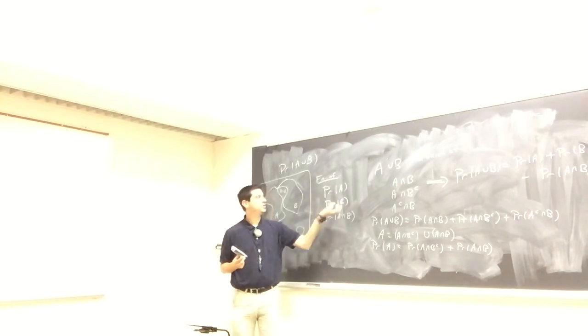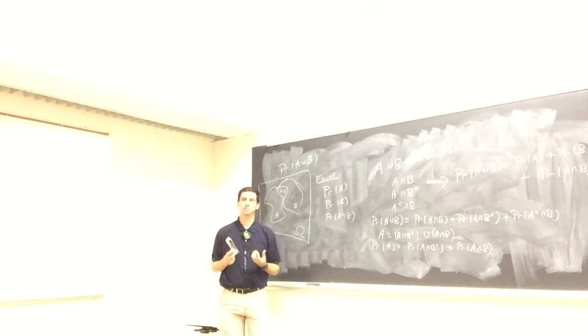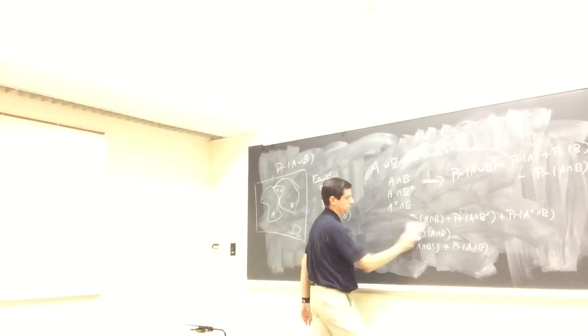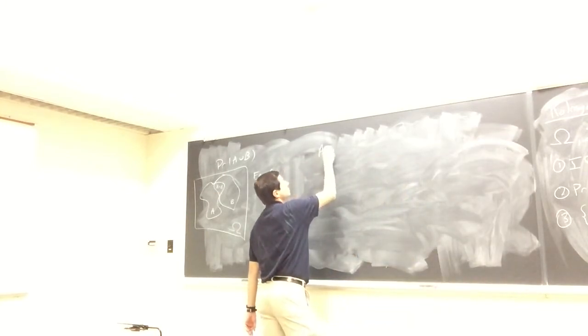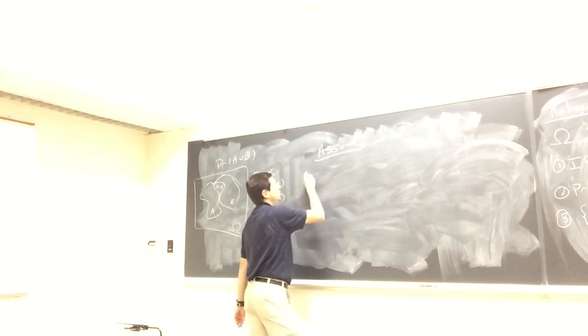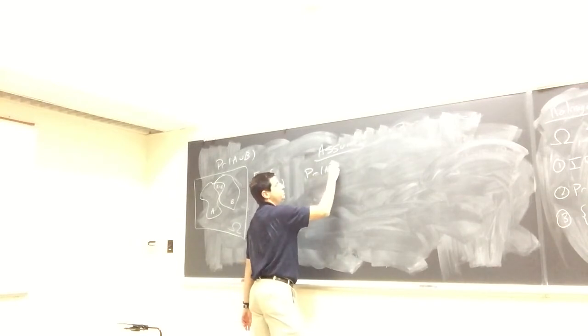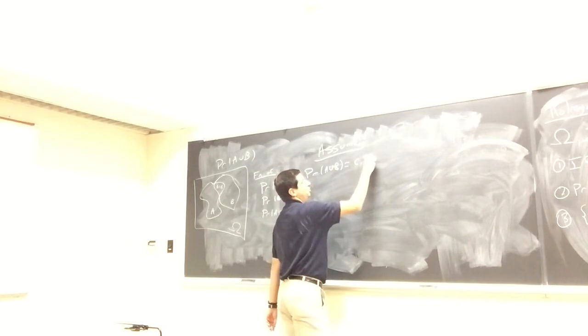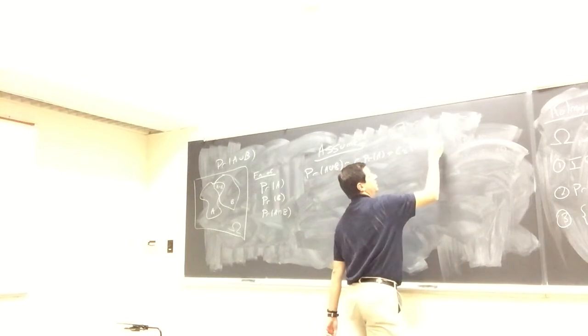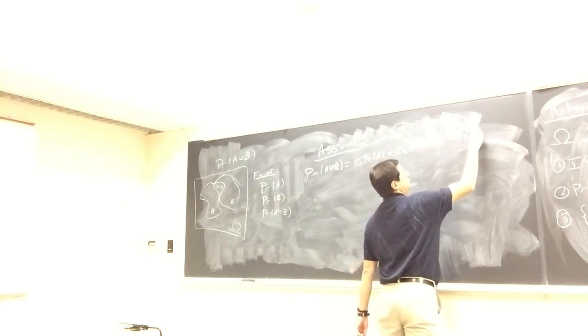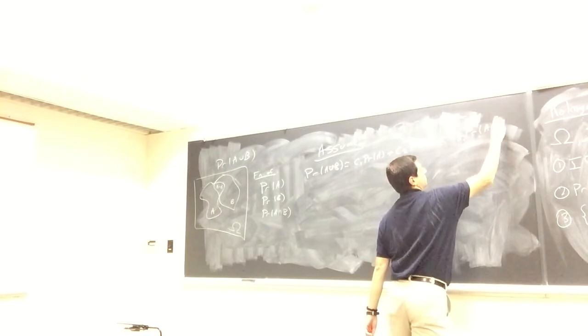I want a formula involving these three. What's the simplest way to combine them? Adding them, or maybe adding them with some kind of weights. So we could assume some kind of linear model. So let's assume we have a linear model. Assume the probability of A union B is C1 probability of A plus C2 probability of B plus C3 probability of A intersect B.